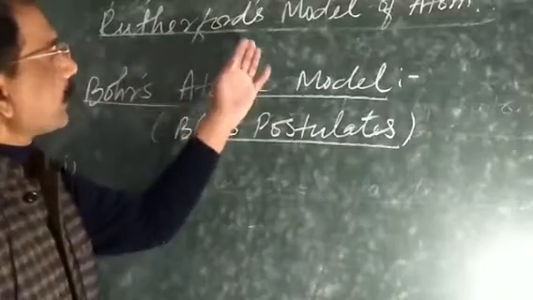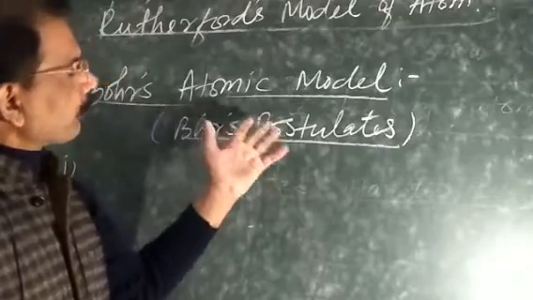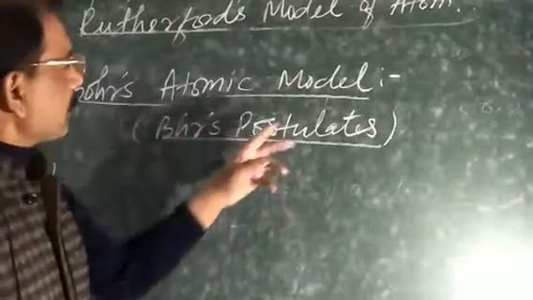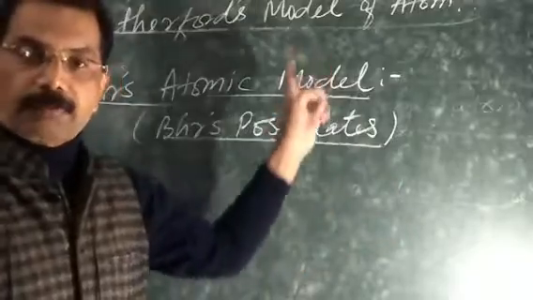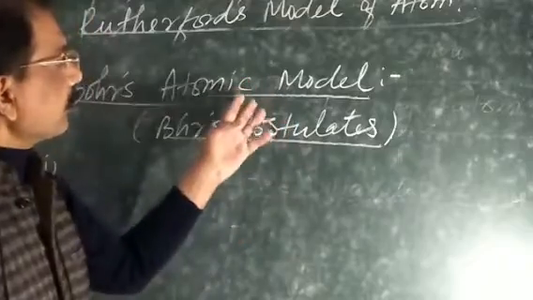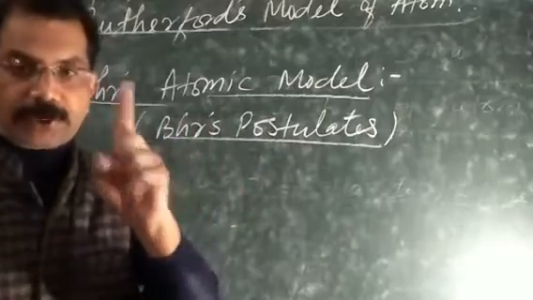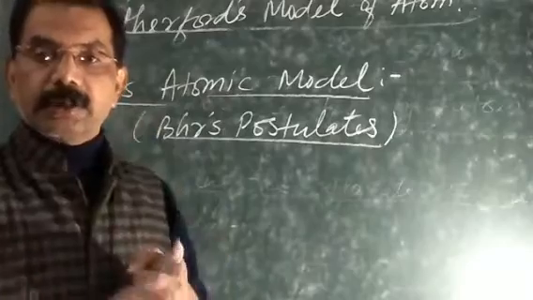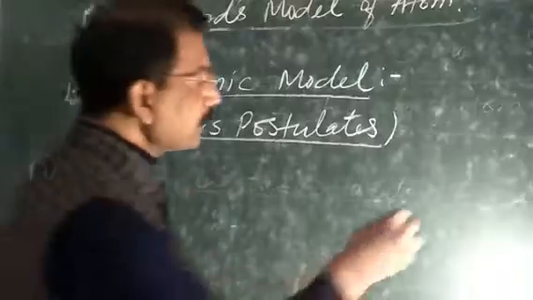So to remove the difficulties of the Rutherford model of the atom, Bohr proposed his model for atoms, or Bohr's atomic model. Bohr gave some postulates to remove the difficulties of the Rutherford model. तो बोर्स ने 3 postulate दिया था regarding the atomic model here. First one, according to Bohr's first postulate, electrons can revolve only in those orbits in which its angular momentum is integral multiple of h upon 2 pi.